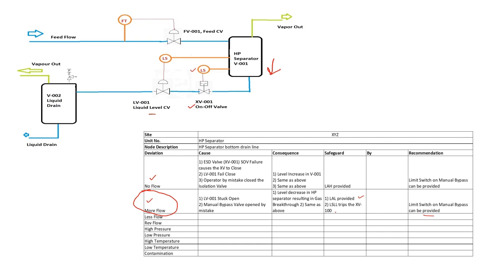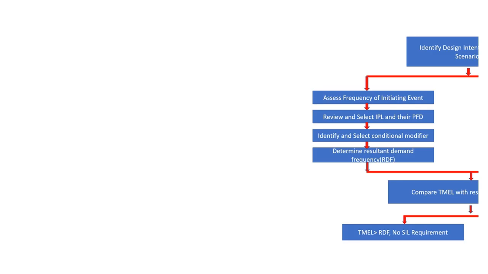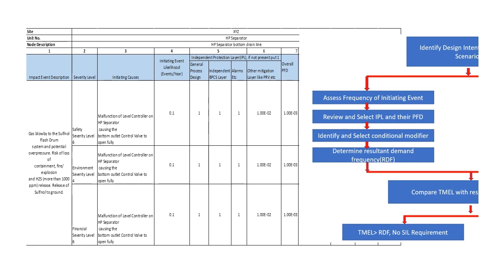All these questions can be answered if we can do a quantitative risk analysis, and this quantitative risk analysis is possible with the help of LOPA. So this is the point where the HAZOP ends, or where with the HAZOP we cannot conclude conclusively, and we need to move further towards LOPA. As we know, this is the flow chart of LOPA. First we need to identify the design intent and scenario, and then there will be two parts. One is assessing the overall demand frequency. So how will we do this part?